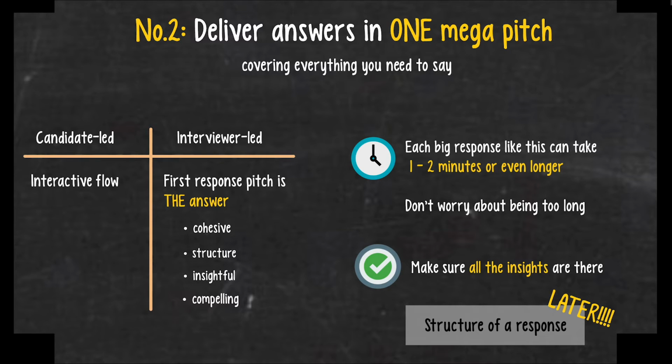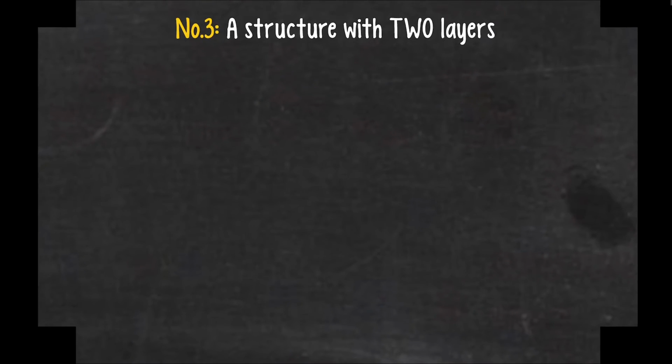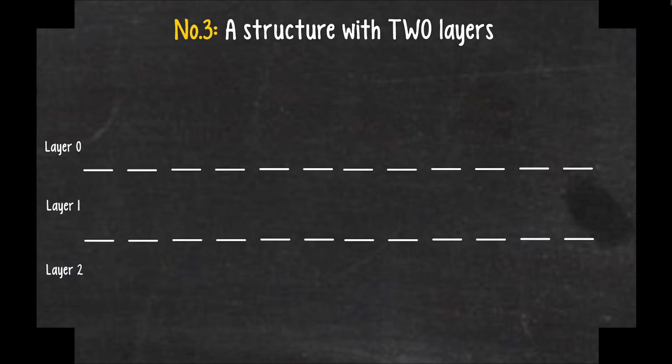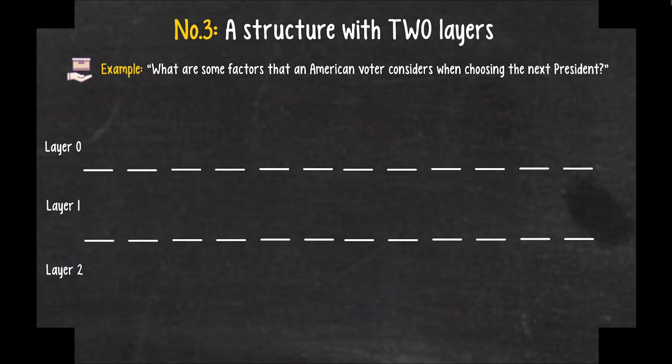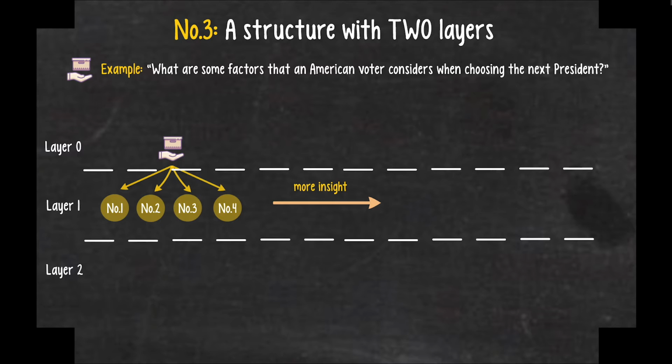Keep watching. Number 3, you want to structure with 2 layers in your response. What do I mean by that? Let's look at an example. Let's say you've got a value proposition question. What are some factors that an American voter considers when choosing the next president? Most people would just use layer 1, something like, here are the 4 factors. Number 1, number 2, number 3, number 4. It's a decent way to answer, but a much better method is to add insights, specifically deep in the response. You'll sound just as structured, but much more insightful. Here's how I would do it.